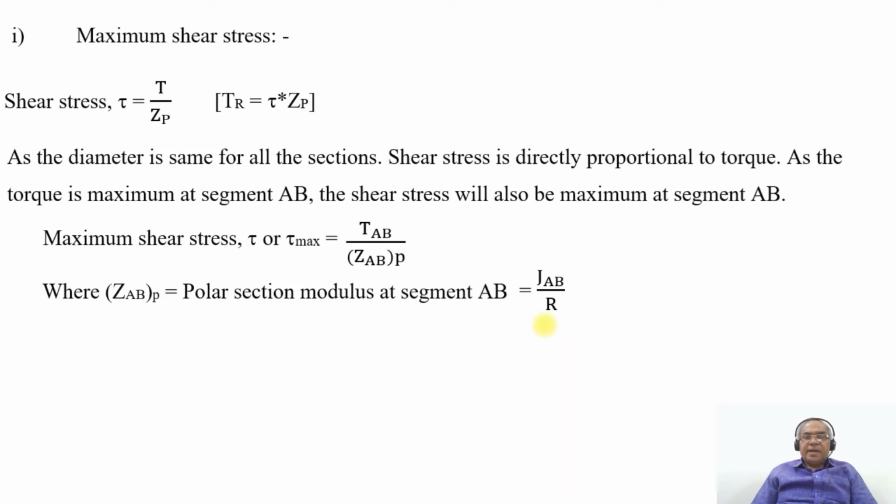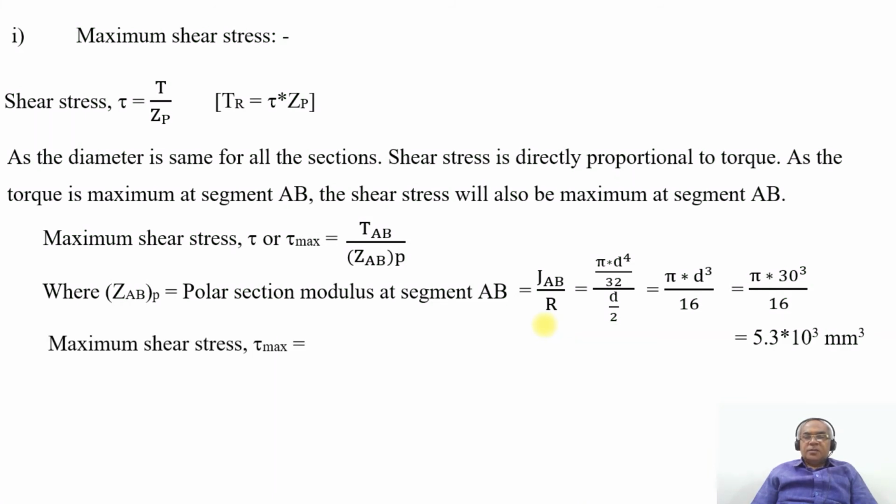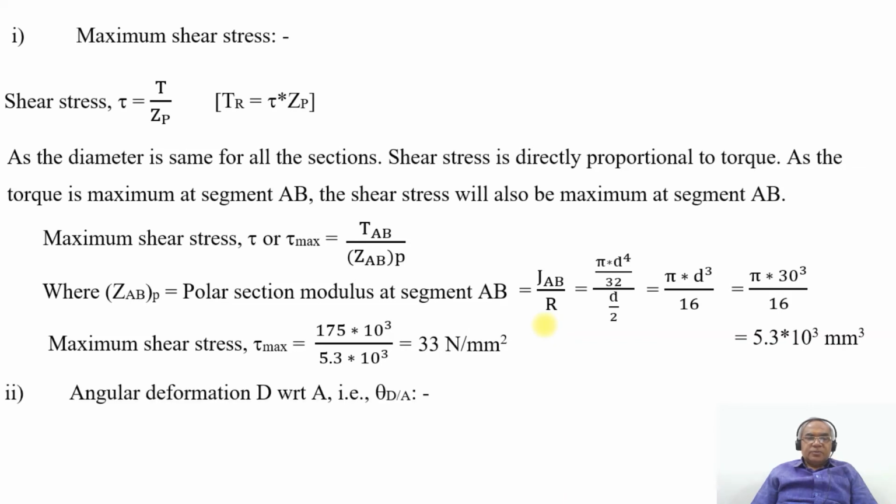Which is JAB by R, which will be equal to pi d to the power of 4 by 32 divided by d by 2, which is pi d cube by 16, which will be equal to pi into 30 cube by 16, which will be equal to 5.3 into 10 to the power of 3 mm cube. So therefore, the maximum shear stress will be equal to 175 into 10 to the power of 3 divided by 5.3 into 10 to the power of 3, which will be equal to 33 Newton per mm square.